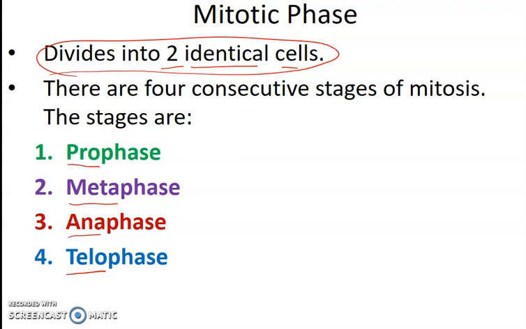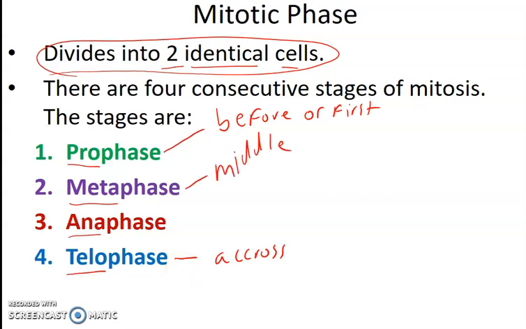What do any of these words mean? Pro means first. But what does telo mean? Well, what does telo mean? Telephone, television. It means across. Does anyone know what meta means? It actually means middle. And if I'm remembering correctly, ana is apart.